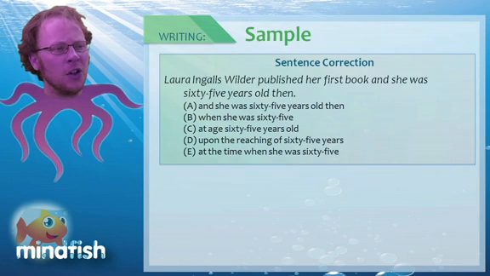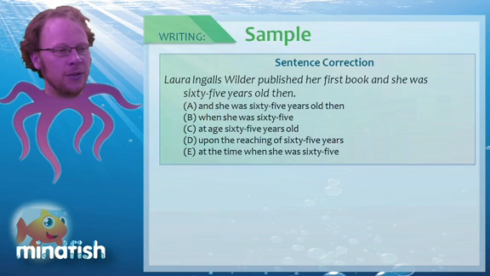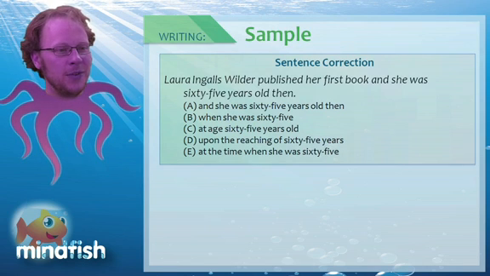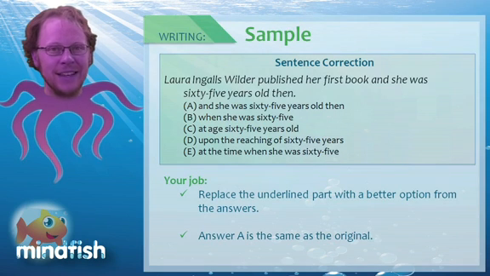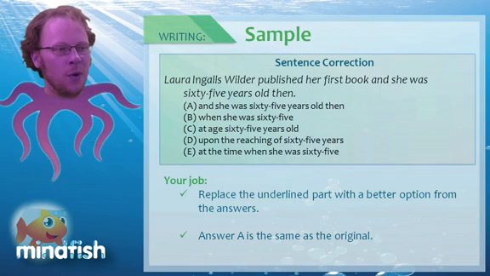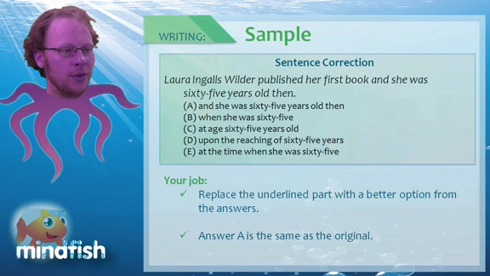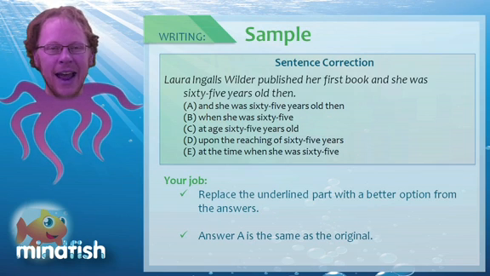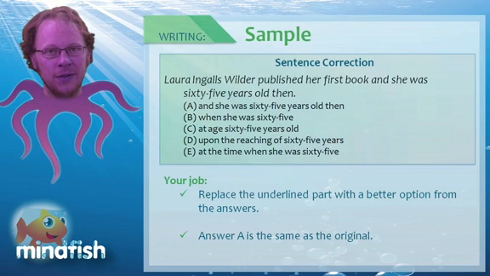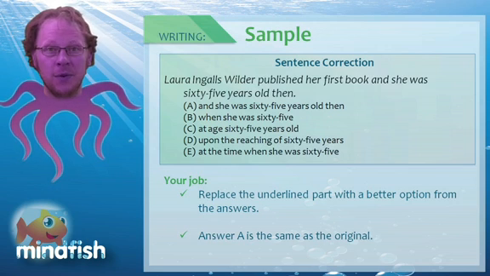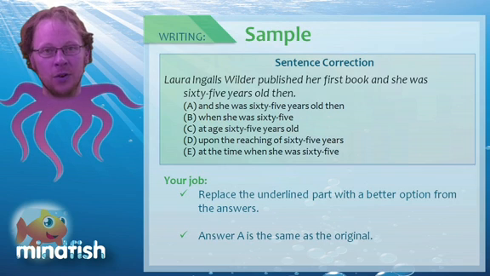Let's have a closer look at sentence correction questions. As you can see from this example, your job on a sentence correction question is to replace the underlined portion of the sentence with a better option from the answer choices. On these questions, answer A always repeats the original phrasing of the sentence. In other words, pick answer A if you think the original sentence is grammatically correct.